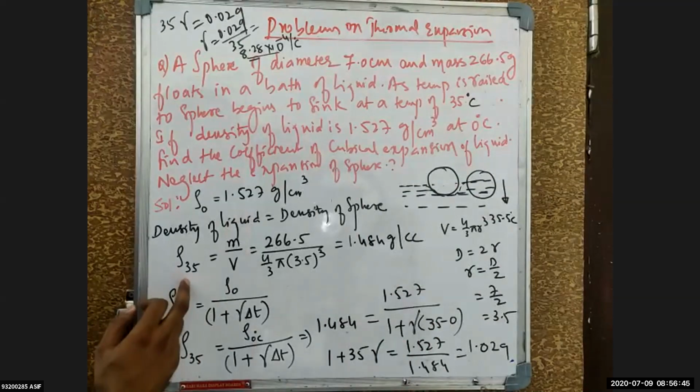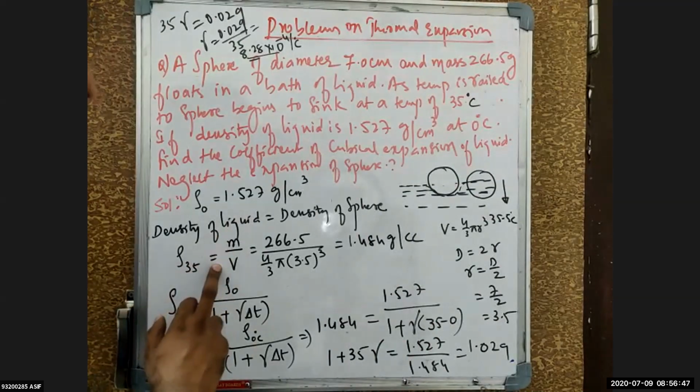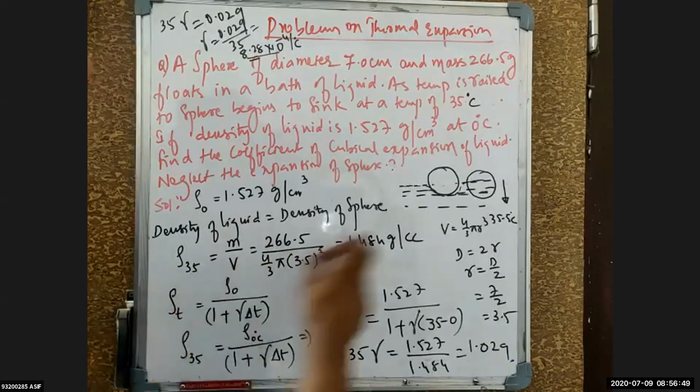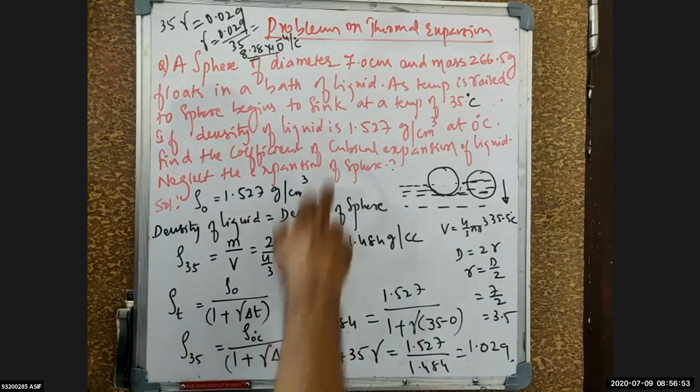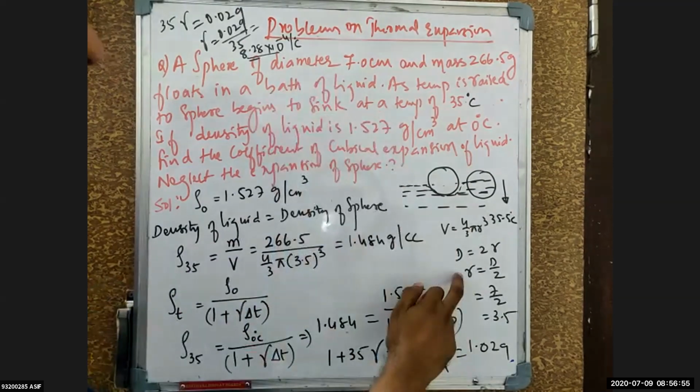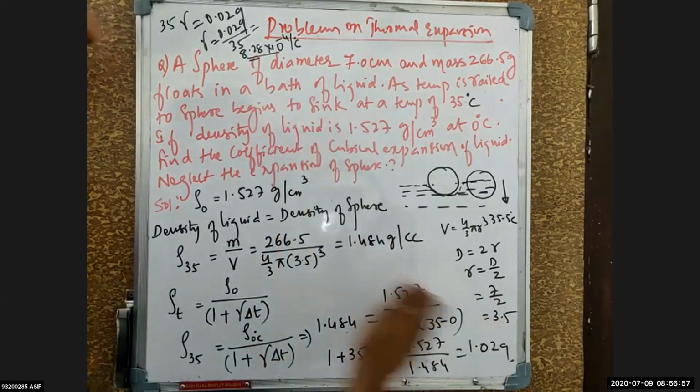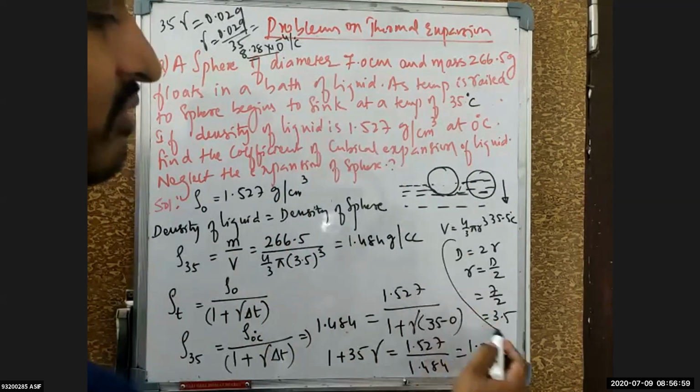Then the density at 35 degrees centigrade is equal to mass by volume. Mass is given, volume is not given. The volume of the sphere I can write as 4 by 3 pi r cube. Radius is not given, but diameter is given. So from that I'm getting the value of the radius. What did I get for the radius? 3.5 is your radius.